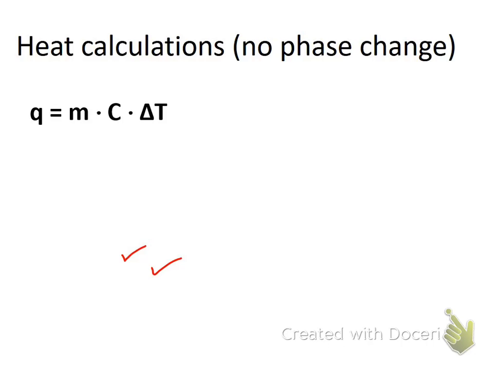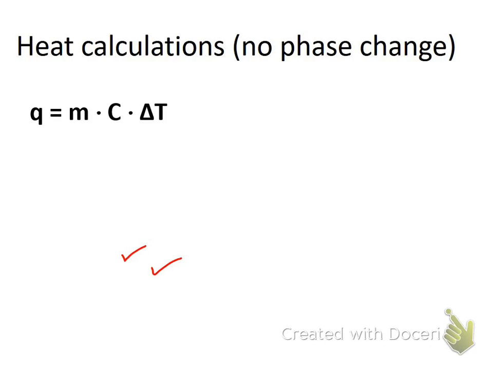So the equation I have here is Q equals M times C times delta T. We use this for what we call no phase change calculations, meaning the substance doesn't change from solid to liquid or liquid to gas. It stays in its state of matter, so it's liquid to liquid or gas to gas. The only thing that changes is generally the temperature. Let's walk through all of these letters.